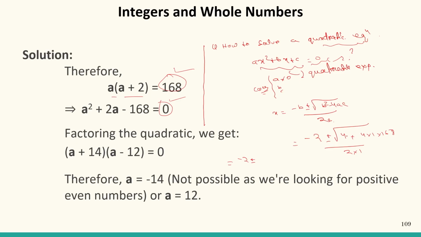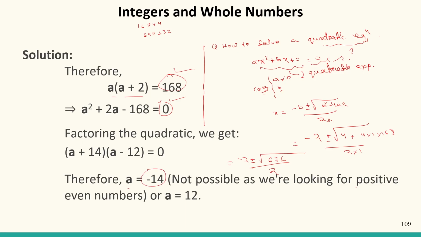So inside the square root, we have 4 plus 168 into 4. Let's see what 168 into 4 is. 160 into 4 is 640, plus 8 into 4 is 32, so 672. So it will be root of 676, whole divided by 2. So the 2 roots are 14 and minus 14, and the other root will be 12. So a is equal to minus 14 is not possible.